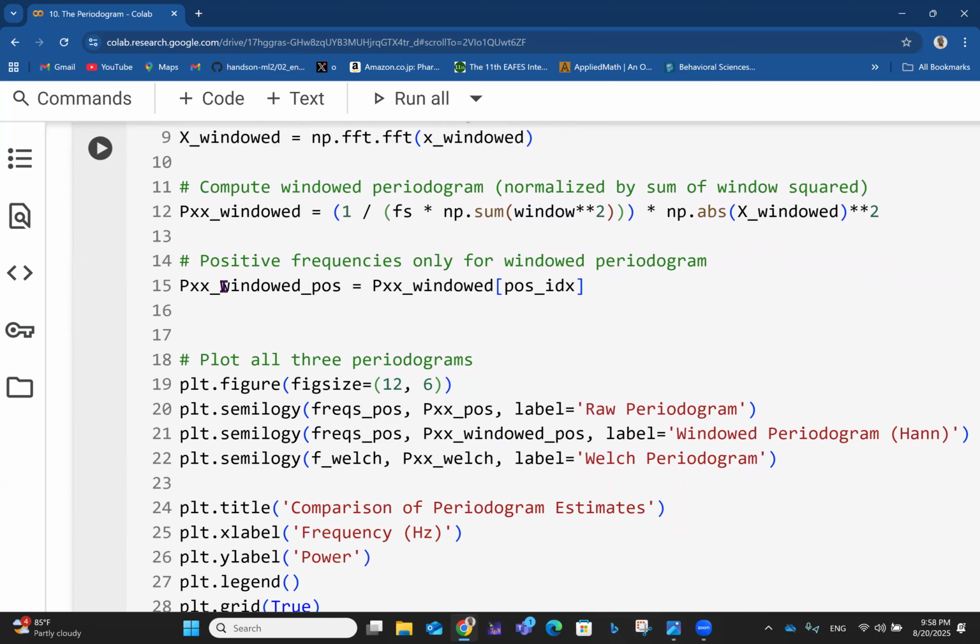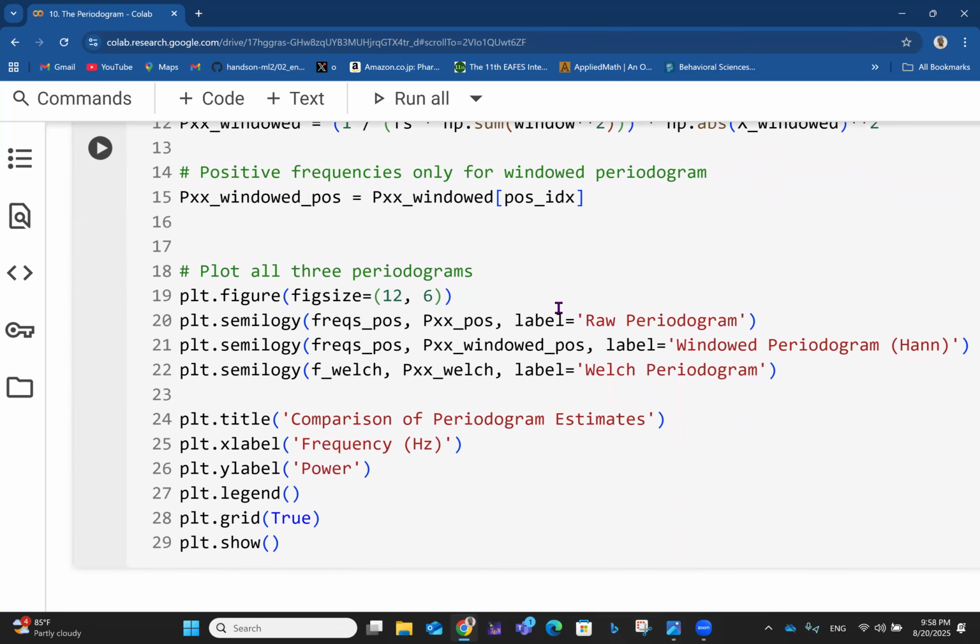And then we also take positive frequencies only for the windowed periodogram. So remember we declared the positive index the other time, for only frequencies greater than or equal to 0. Okay, so that's what we now have here. Pxx_windowed_pos is now Pxx_windowed, taking just positive frequencies alone.